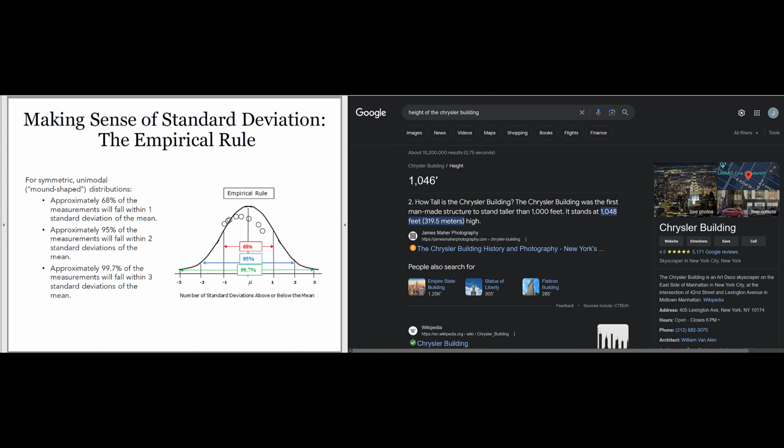Okay? Now, we can use this knowledge combined with making an assumption about the normality of some data that we're looking at to empirically compute what we think the standard deviation probably is for a given population. I want to be clear that this is an estimate of what the standard deviation probably is based on an assumption that the underlying distribution is more or less a normal distribution.